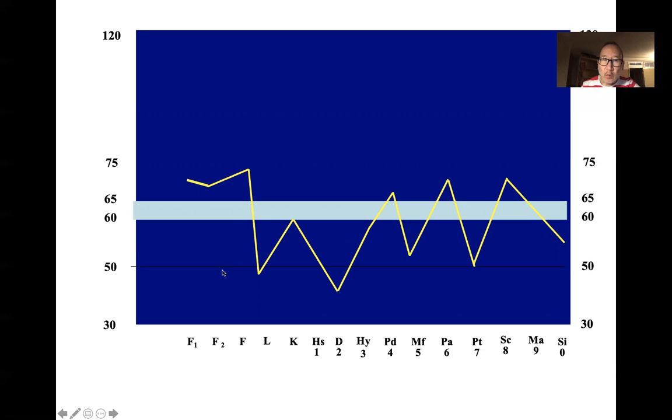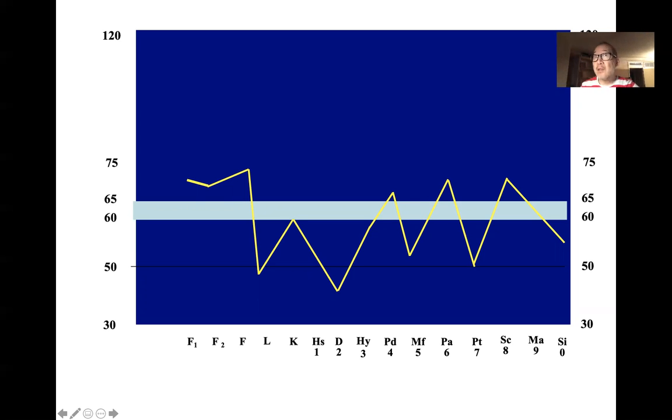Now, normal functioning is seen as scale elevations within the T-score of 65 and 50. T-score is just another kind of standardized score, like a Z-score. 65 and 50, anything within here is seen as presence of particular behaviors and attitudes related to each scale, which is not of clinical concern.